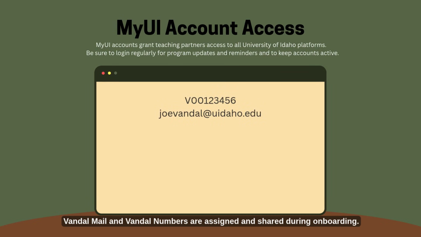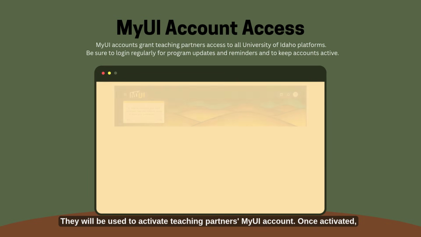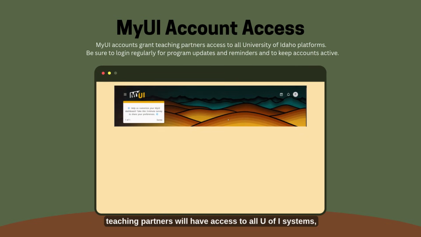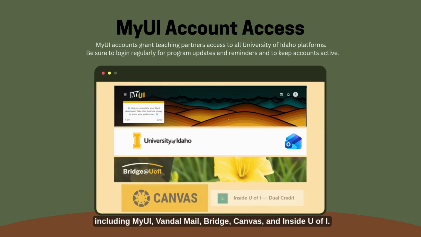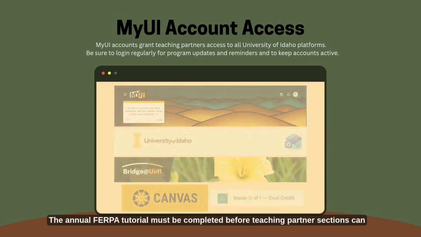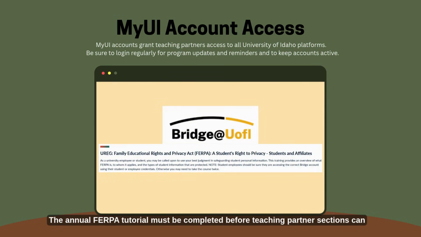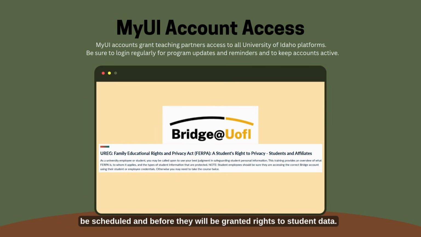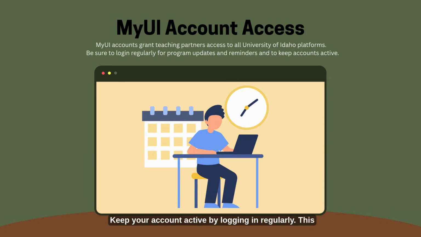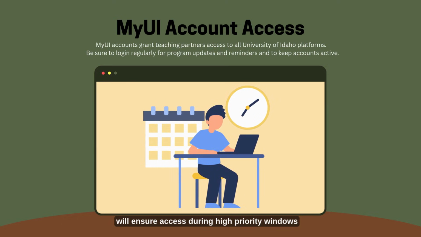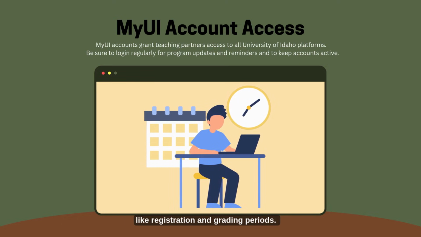Vandal Mail and Vandal Numbers are assigned and shared during onboarding. They will be used to activate teaching partners' MyUI account. Once activated, teaching partners will have access to all U of I systems, including MyUI, Vandal Mail, Bridge, Canvas, and Inside U of I. The annual FERPA tutorial must be completed before teaching partners' sections can be scheduled and before they will be granted rights to student data. Keep your account active by logging in regularly. This will ensure access during high-priority windows like registration and grading periods.